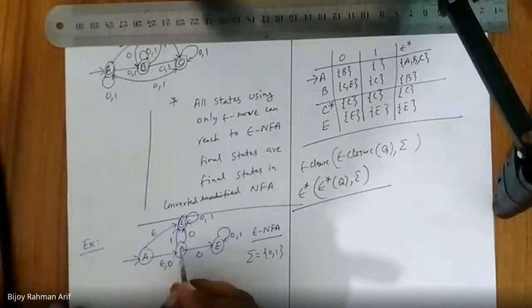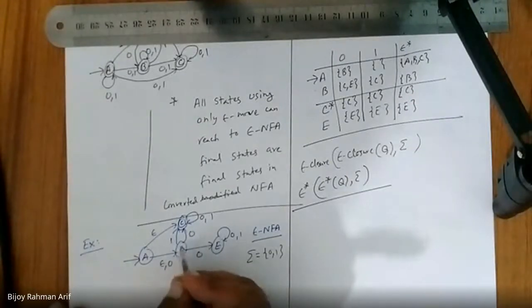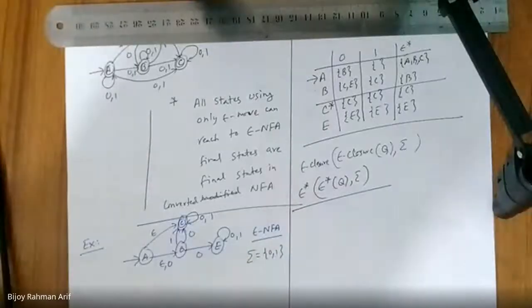Let's go to B. Can we move to C like magic from B? Is it possible? No, sir. So only A and E, of course. So the final state would be.